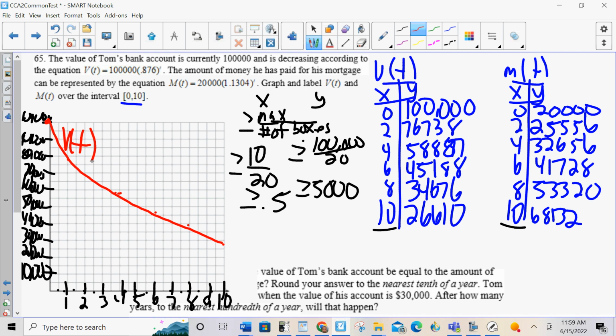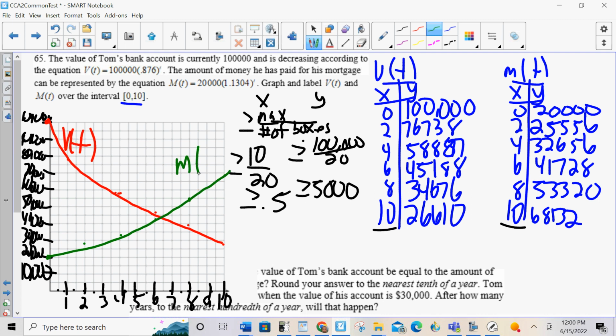I'm going to use a different color. I'm going to do M of t. 0 is 20,000. 2 is a little over 25,000. 4 is 32,000. 6 is 41,000, a little bit more than 40. 8 is 53, a little bit less than 55. 10 is 68. And that's your M of t.